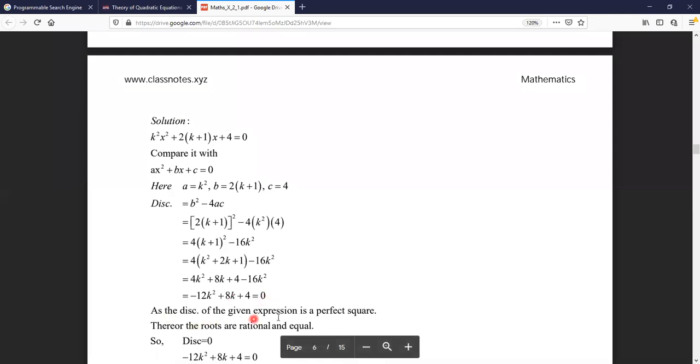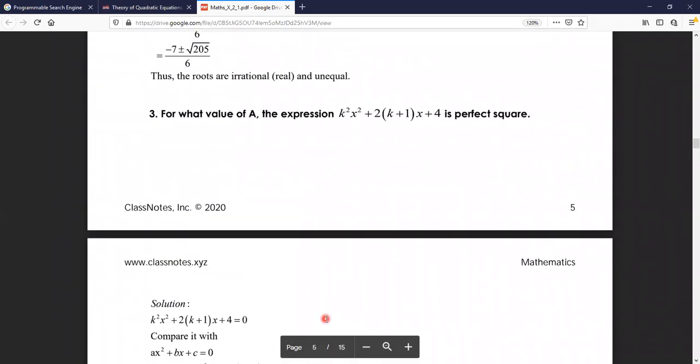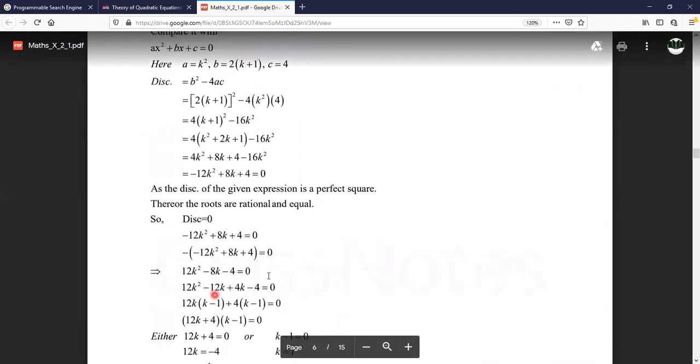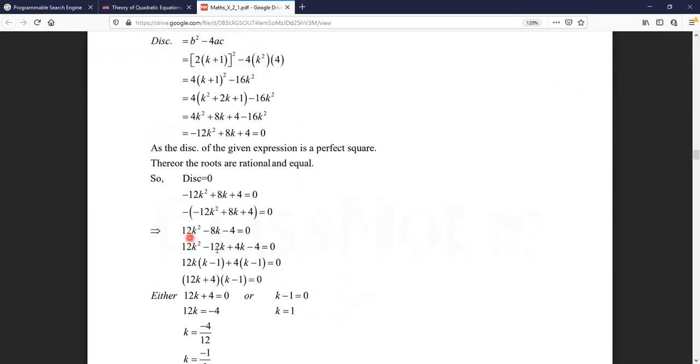as the discriminant of the given expression is a perfect square. In the statement, it is mentioned that the discriminant is a perfect square. Okay, it means the discriminant is equal to 0. So I'm going to factorize the equation. We will put this equation equal to 0. Now by factorizing it, I'm making the factors. Factors will be 12 and 4. 12 fours are 48, and when I do minus 12 plus 4, it will be minus 8.